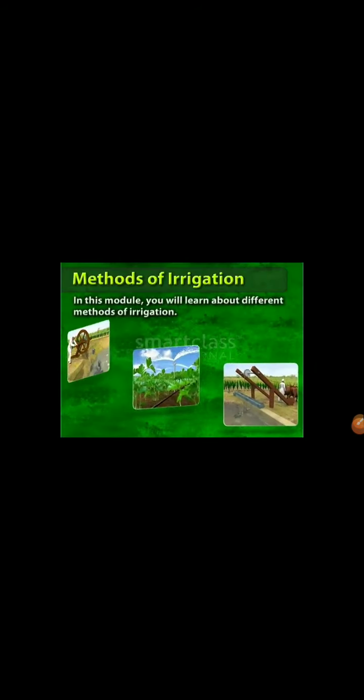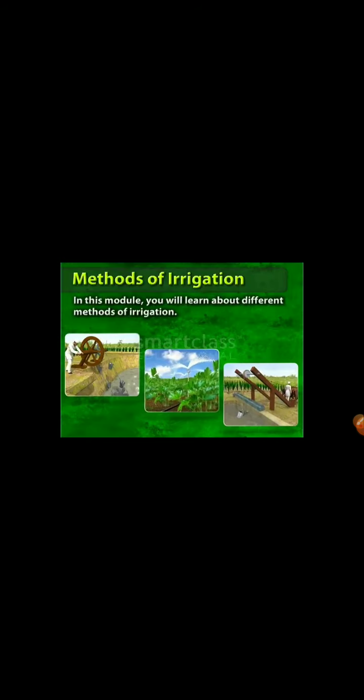Methods of irrigation. In this module, you will learn about different methods of irrigation. Water is essential for the germination and growth of crop plants. Water is supplied to agricultural fields either naturally through rainfall or artificially through canals or other systems. The artificial supply of water to agricultural fields is called irrigation.